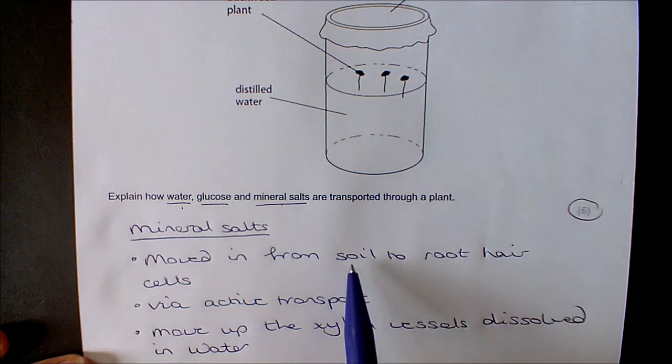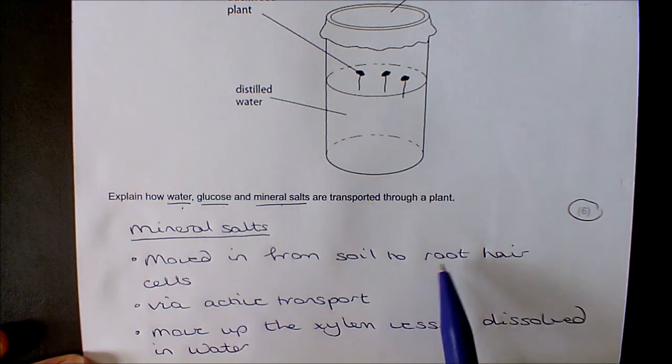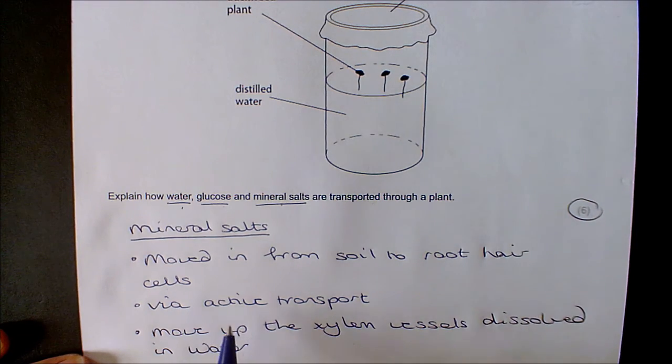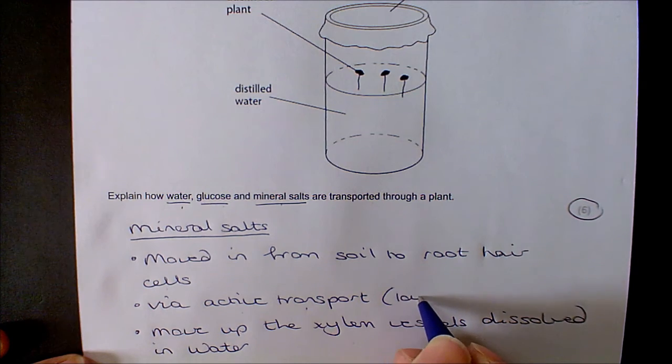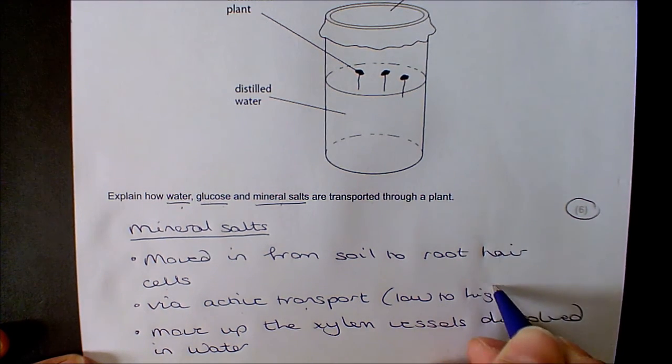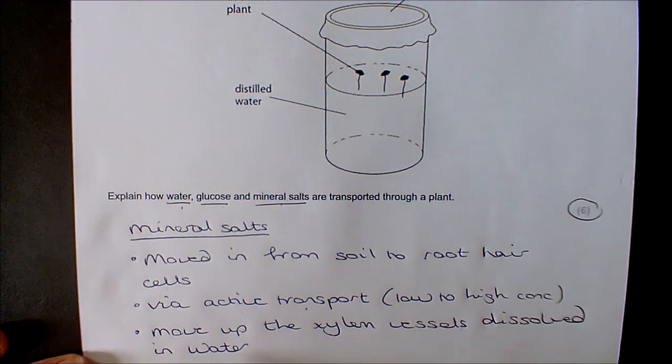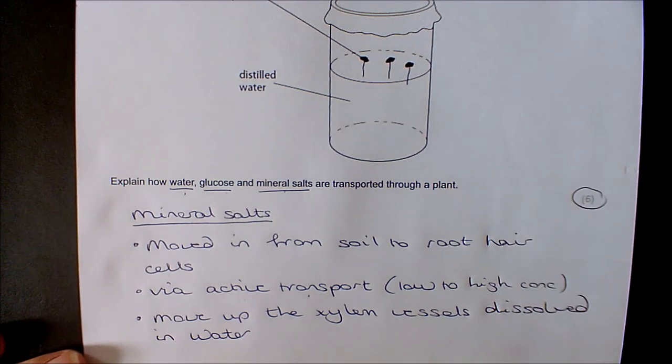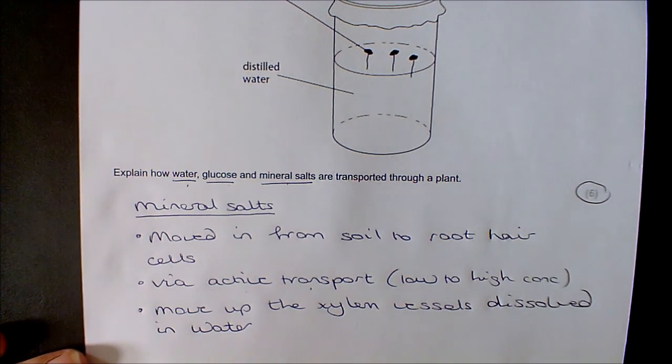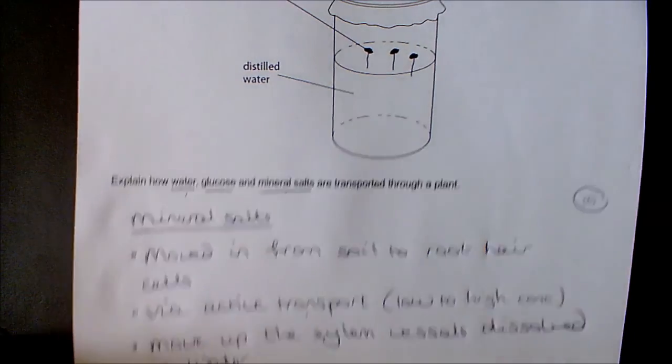I know if they go from the soil to the root hair cells, it's important that you say root hair cells, not just roots. They come in via active transport, so I could add there from a low to a high concentration, and then they move up the xylem vessels, dissolved in water. Okay, so now I'm going to do glucose.